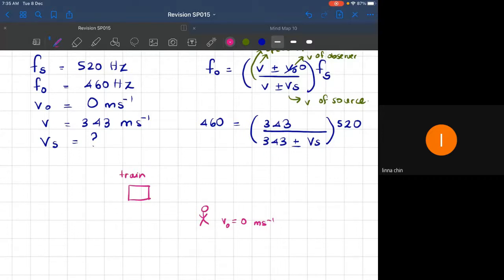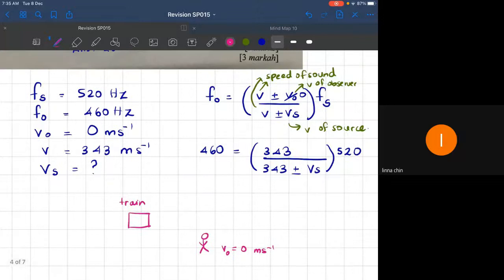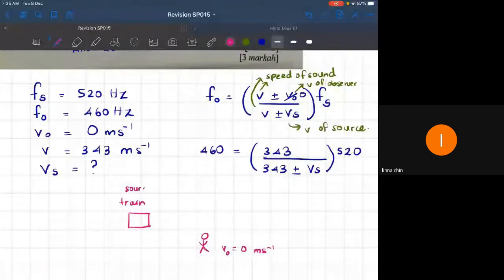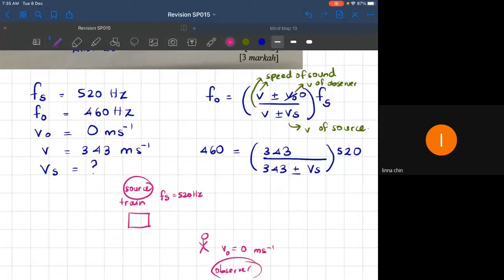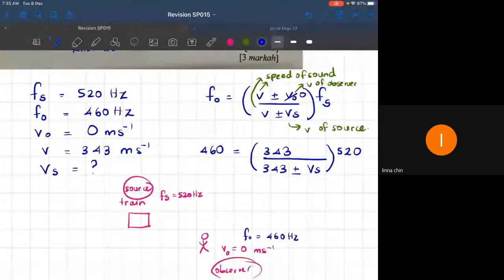Okay, kalau kamu ikut logik kat sini kan. Okay, this is our source kan. Train ni kita punya source. Okay, ini adalah observer kita. Okay, so frequency of source adalah 520 Hz. Okay, maksudnya frekuensi yang bunyi itu adalah 520 Hz lah. Tapi apa yang kamu dengar adalah 460 Hz. Maksudnya lagi rendah daripada bunyi yang sepatutnya tu kan. So kamu rasa train tu moving away from the observer or moving towards the observer kan. Sebab kan kamu dengar bunyi tu lagi perlahan, mestilah train tu moving away from the observer, isn't it? Iaitu velocity of source tu ke sana, moving away, right?